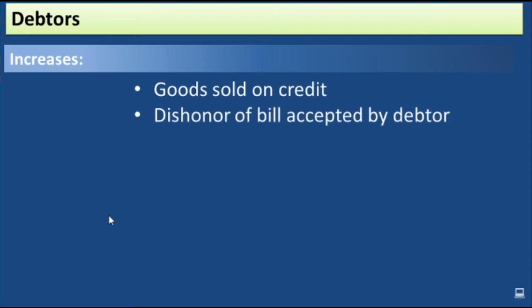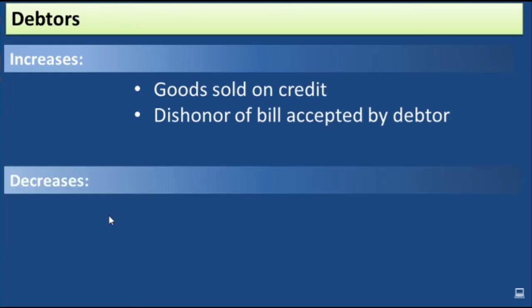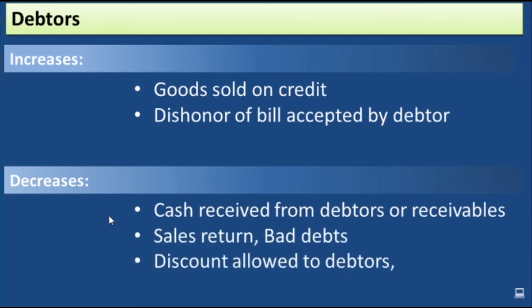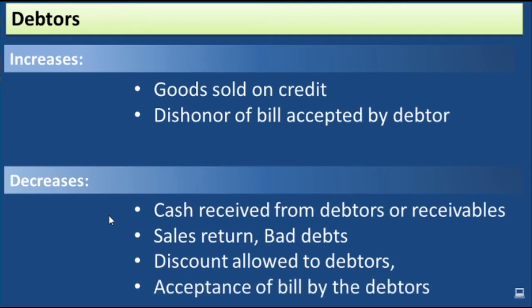Debtors. A debtor is the person, firm or organization who takes goods or services on credit from the business. The debtor increases when goods are sold on credit, or on dishonor of a bill accepted by the debtor. We will study later about bills, what is honor, what is dishonor of the bill in accounting of bills of exchange. It will decrease when cash is received from the debtors or receivables, sales return or bad debt, discount allowed to the debtors, acceptance of bill by the debtors, etc.